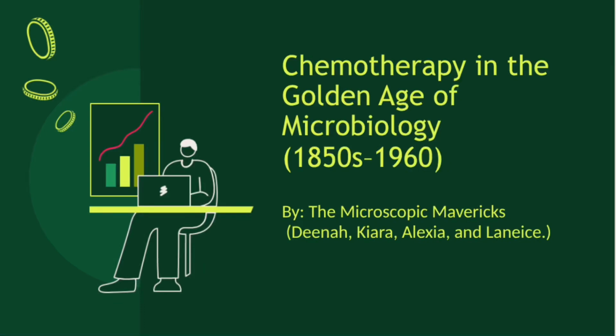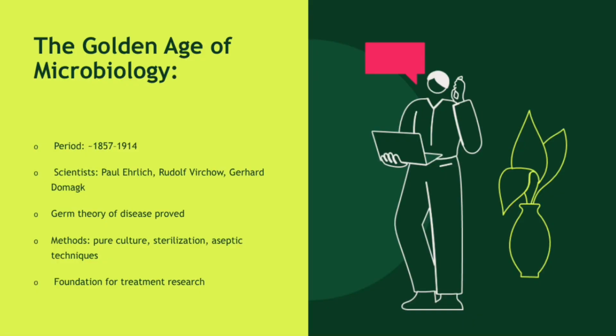Chemotherapy in the Golden Age of Microbiology by the Microscopic Mavericks. Our topic is the development of chemotherapy, tracing its origins back to the Golden Age of Microbiology. This crucial period from approximately 1857 to 1914 provided the entire scientific foundation.